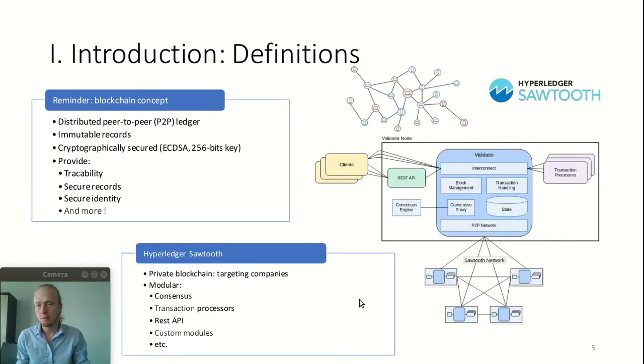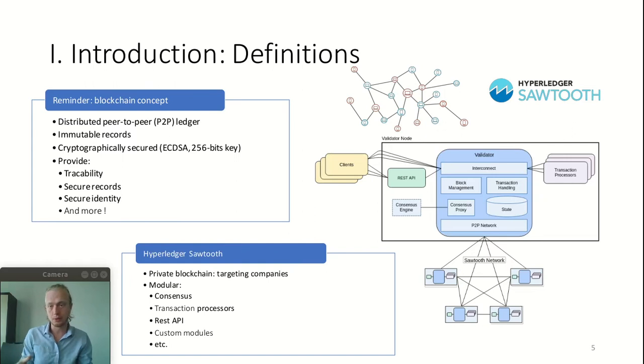So what is blockchain? Blockchain is a distributed peer-to-peer ledger. It has immutable records and it is cryptographically secured. Blockchain provides traceability, as we have seen before. It provides secure records, it provides secure identity, and more.